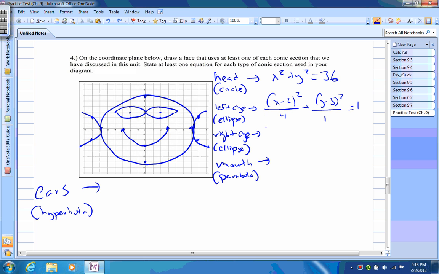For the right eye, now it's going to be at negative 2, 3 for the center. So I put x plus 2 squared over 4 plus y minus 3 squared over 1 equals 1.